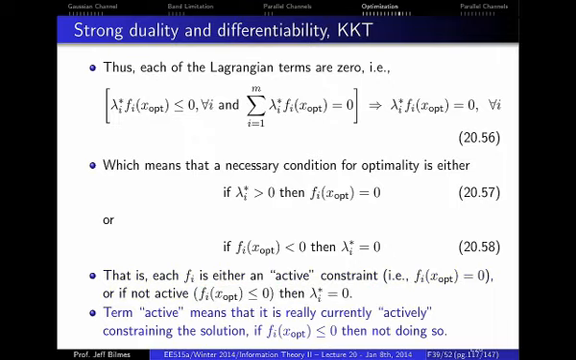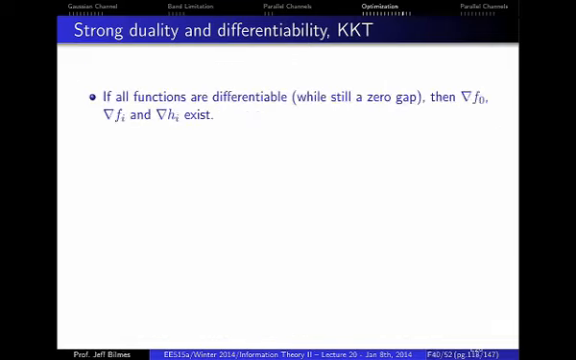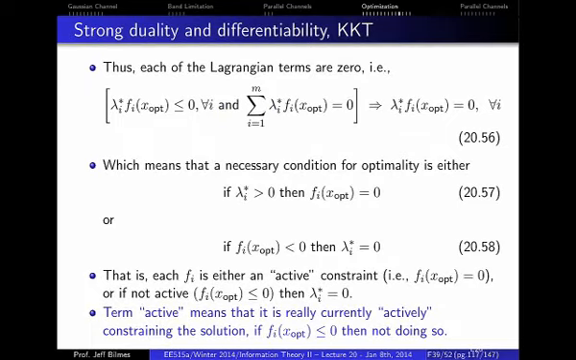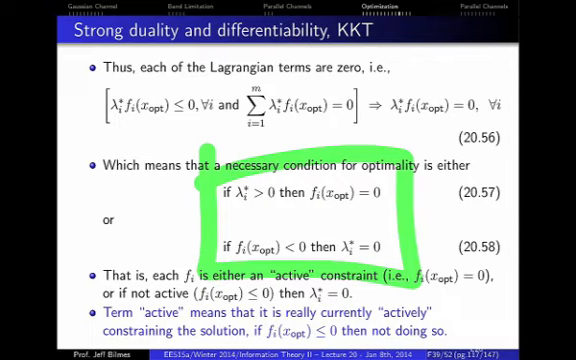Again, active means that it's sort of actively constraining the solution. So this gives us a set of conditions. Again, these are necessary conditions for optimality. Okay, so these are part of the KKT conditions, Karush-Kuhn-Tucker conditions. Necessary conditions for optimality. I've said that a million times now.